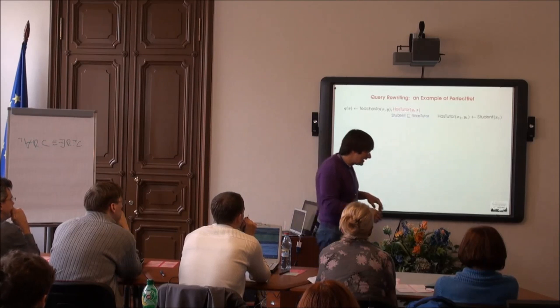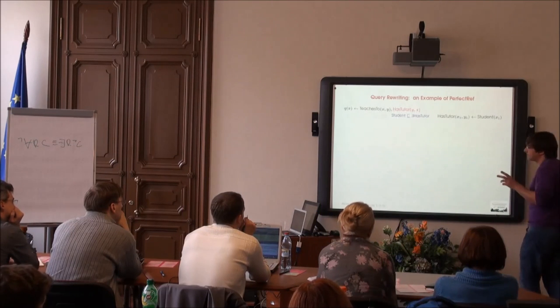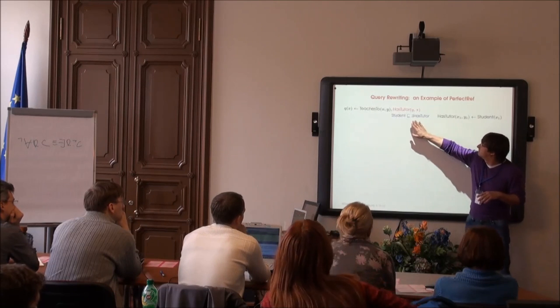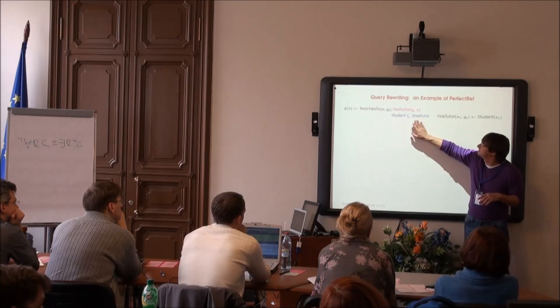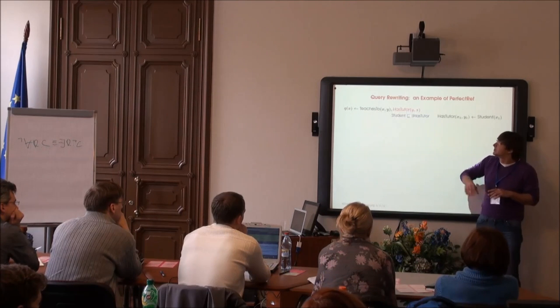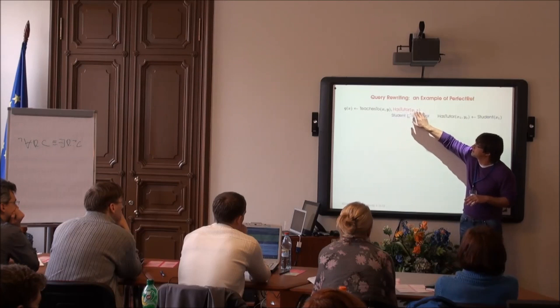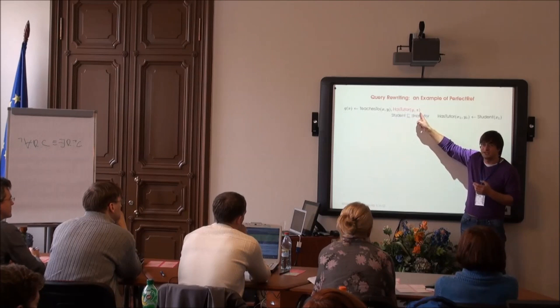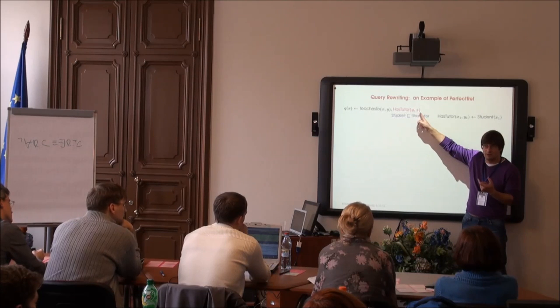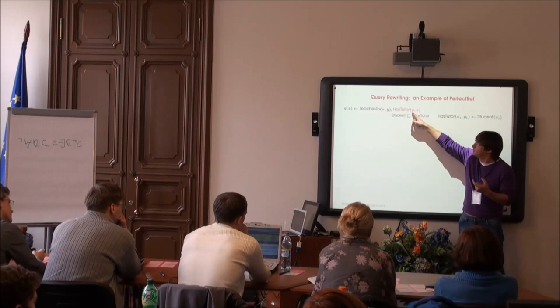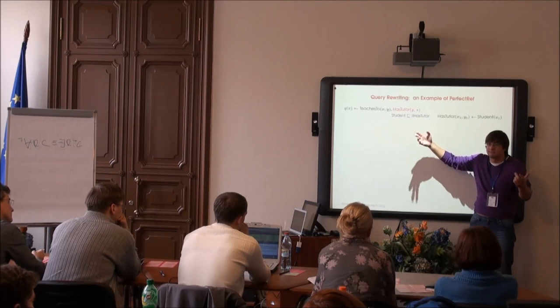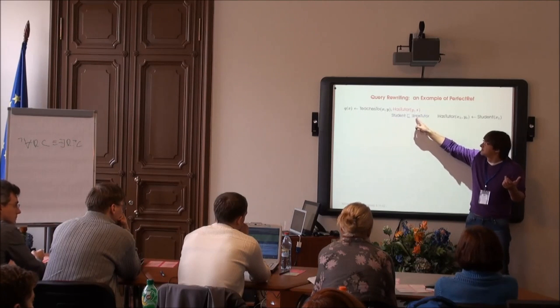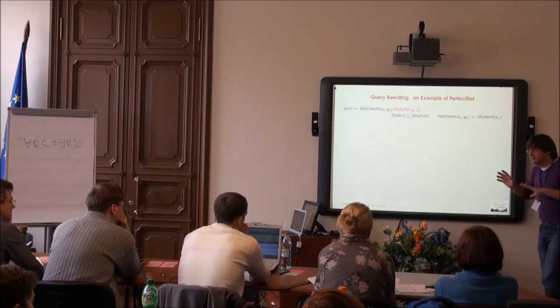Now, just to see how this rewriting works, imagine that your T-box has this axiom: every student has a tutor. We'll look at this very last atom here, has tutor y z, and see that actually I don't have directly those y and z in the database. Either they are listed there in the database, or it may also happen that y is a student, in which case obviously y must have some tutor. This axiom just says that.